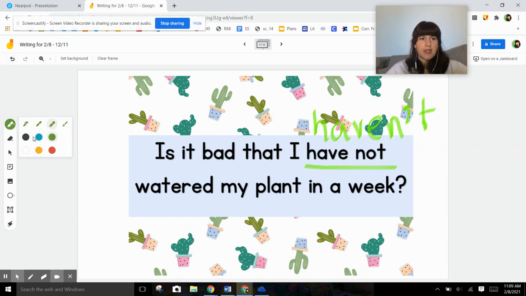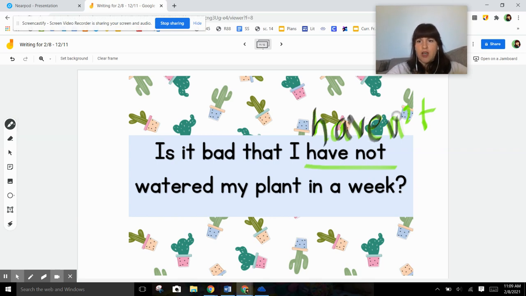I'm going to make that black so it shows up a little bit better. Have. Squish the not in close. Don't write the O because it's replaced with an apostrophe and then a T. Haven't. Is it bad that I haven't watered my plant in a week?